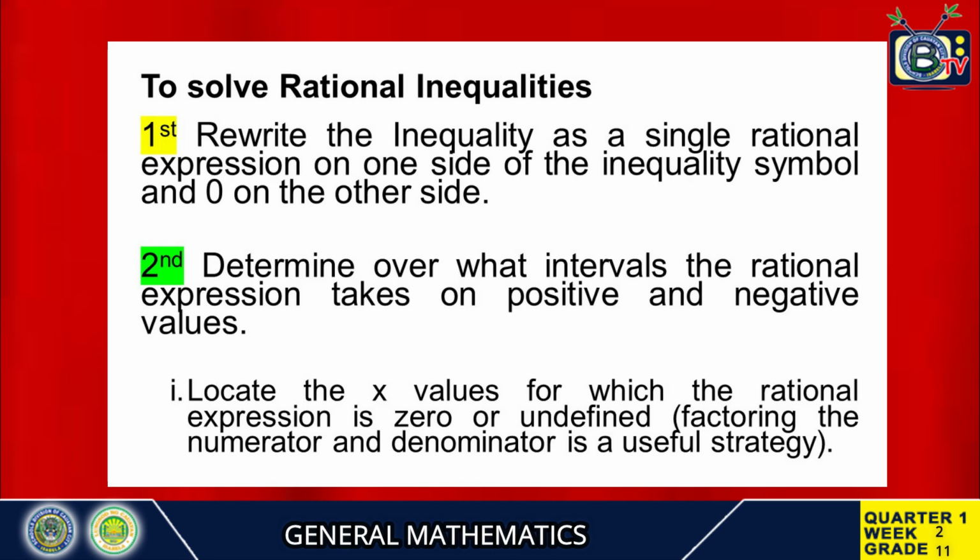To solve a rational inequality, first, rewrite the inequality as a single rational expression on one side of the inequality symbol and 0 on the other side. Determine over what intervals the rational expression takes on positive and negative values. To do this, locate the x values for which the rational expression is 0 or undefined. Factoring the numerator and denominator is a useful strategy.